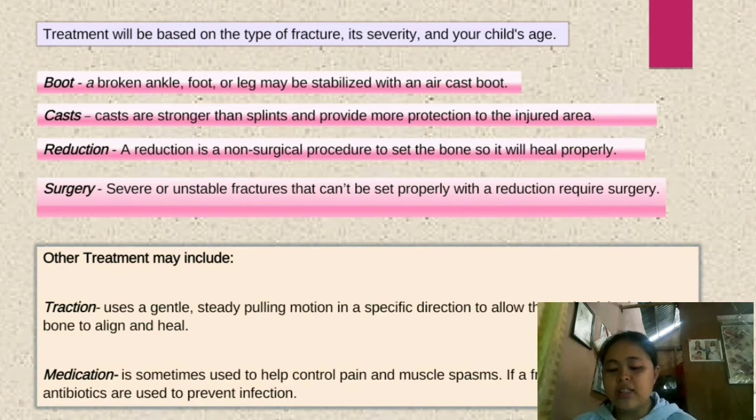Then, we have other treatments, like traction. Traction uses a gentle, steady pulling motion in a specific direction to allow the ends of the broken bone to align and heal. In some cases, traction reduces painful muscle spasms. Medication is sometimes used to help control pain and muscle spasms. If a fracture is open, antibiotics are used to prevent infection too.